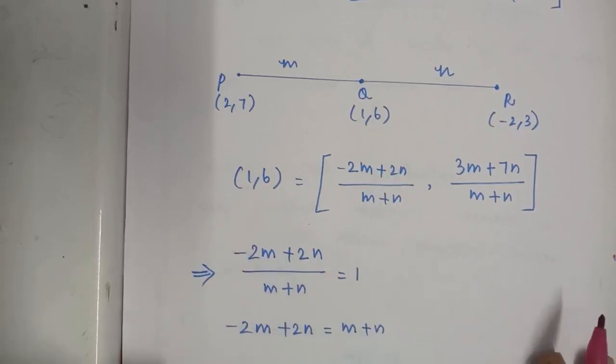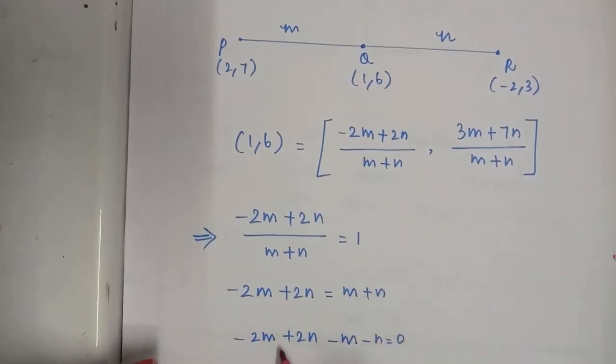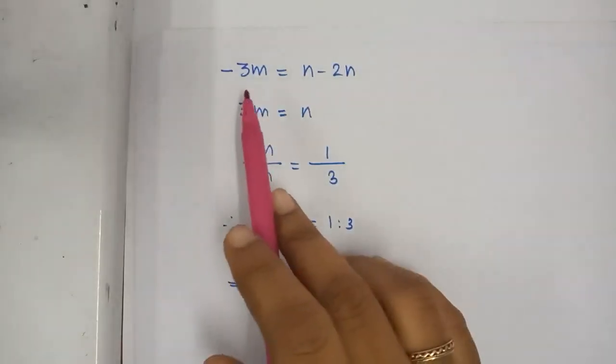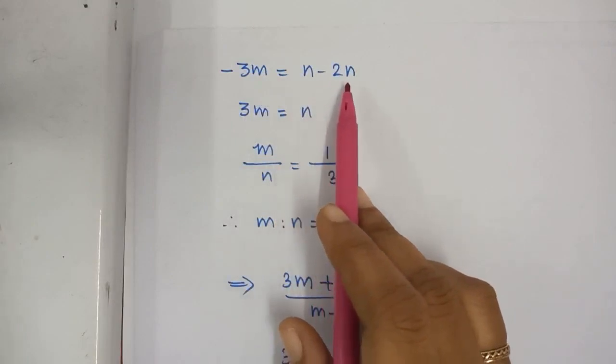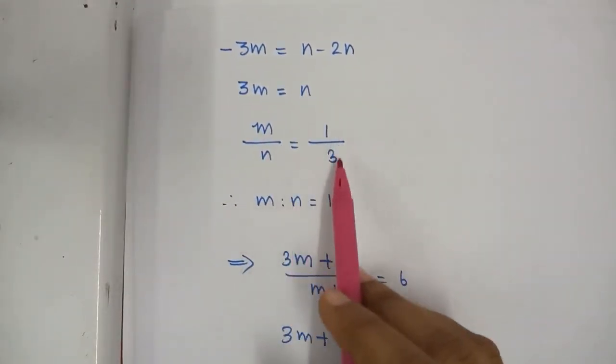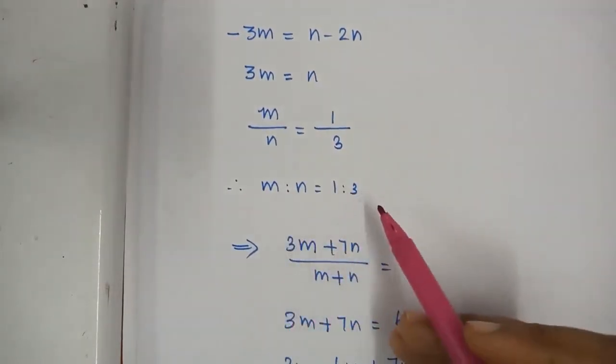The next step is cross multiplication. -2m plus 2n is equal to m plus n. -2m plus 2n minus m minus n is equal to 0. That is -3m is equal to -n. 3m is equal to n. m by n is equal to 1 by 3. That is m:n is equal to 1:3.